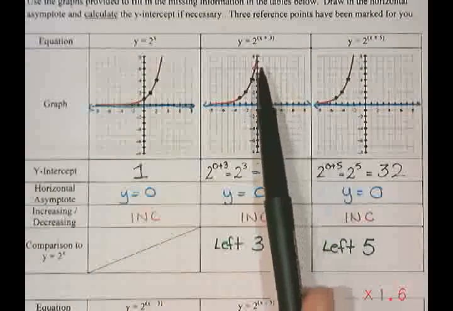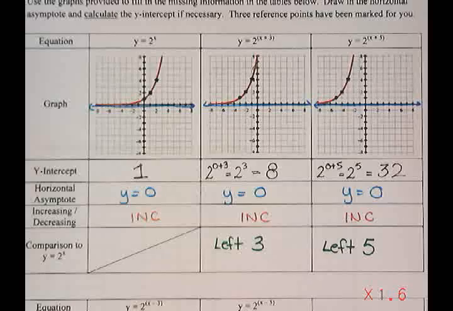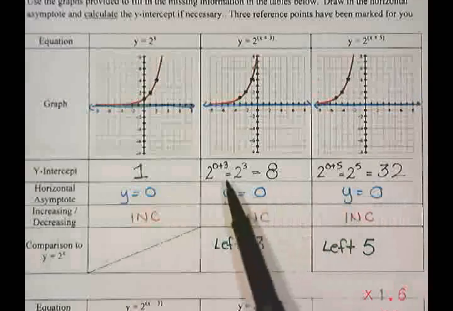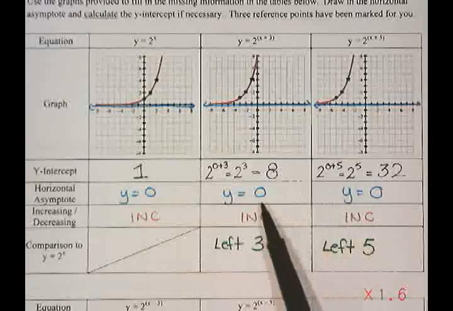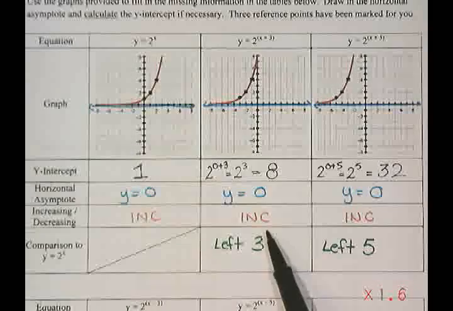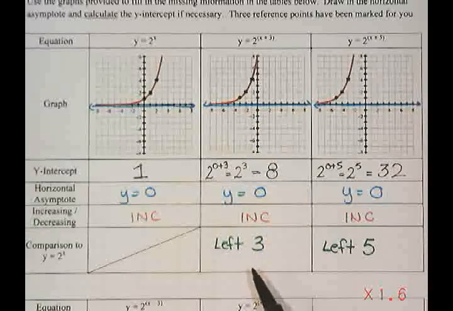Now here I couldn't make out what the y-intercept was, so I had to calculate it. We find the y-intercept by subbing in 0. That was in an earlier lesson. So 2 to the power of 3 was 8. It was a horizontal asymptote at 0, increasing, and when I take a look at the 3 key points, they've clearly moved to the left 3 units.